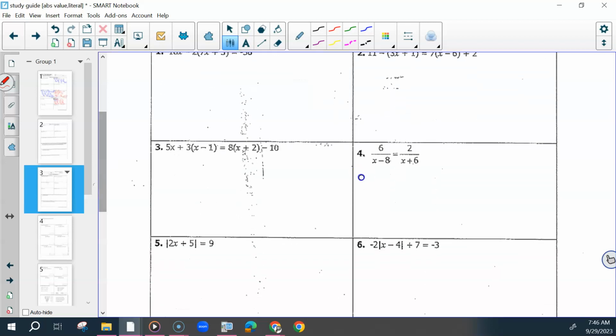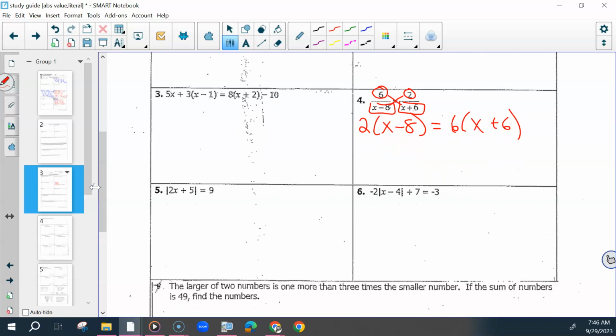We have a fraction that equals another fraction. What's the first step? And again, you don't need to show this part, but if it helps you know what you're doing, you can do that. We have 2 times x times 8 equals 6 times x plus 6.